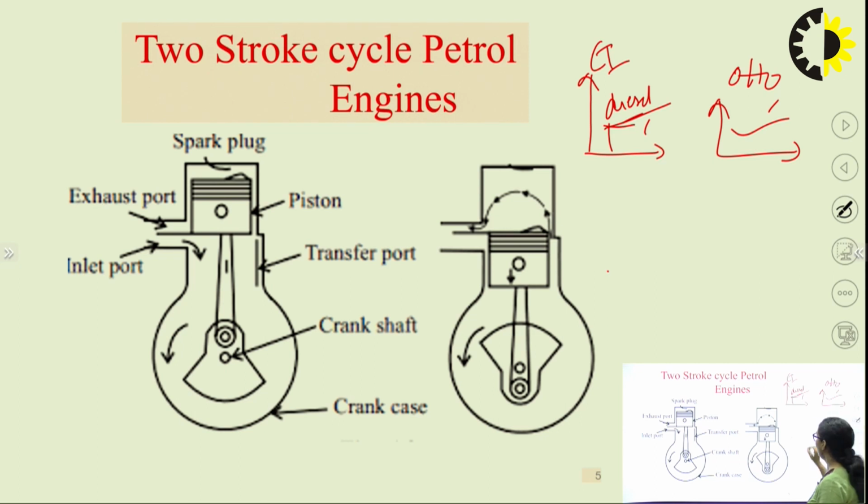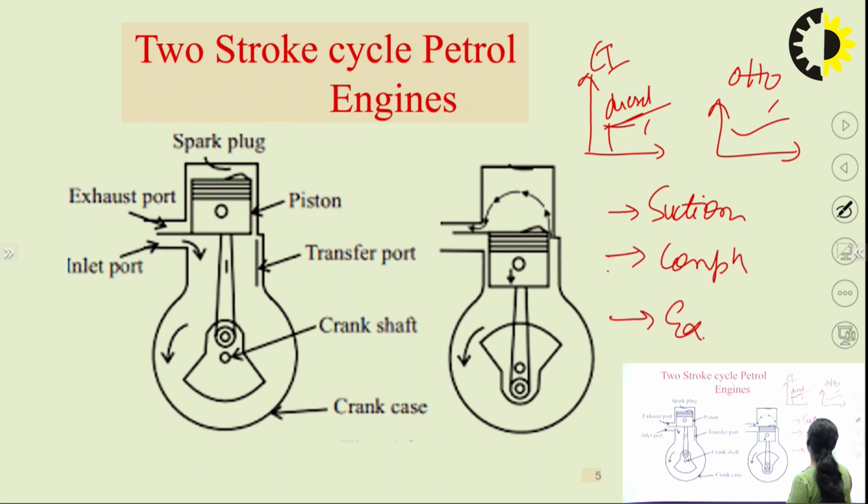Now in the case of a four-stroke engine, what happens? Four strokes are there. Let me write it again. One is the suction stroke, compression stroke, expansion stroke, and the last one is the exhaust stroke. So these are the four strokes in the case of a four-stroke engine.